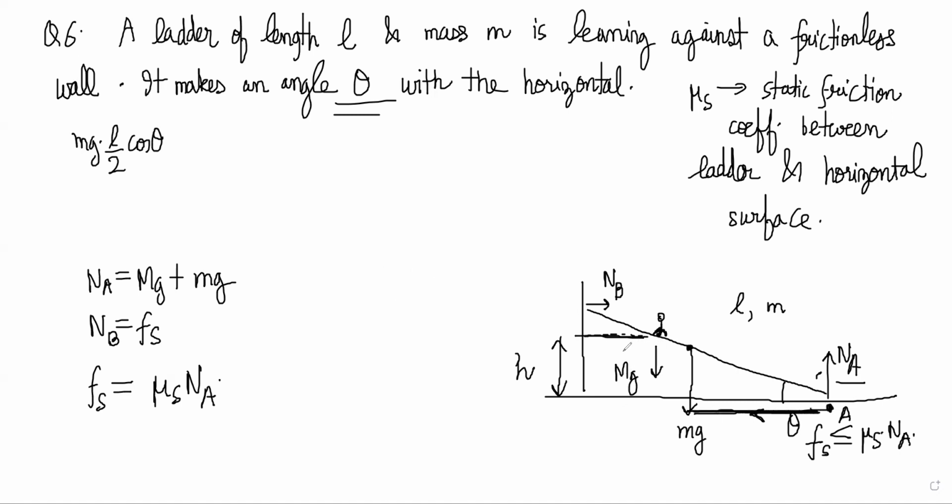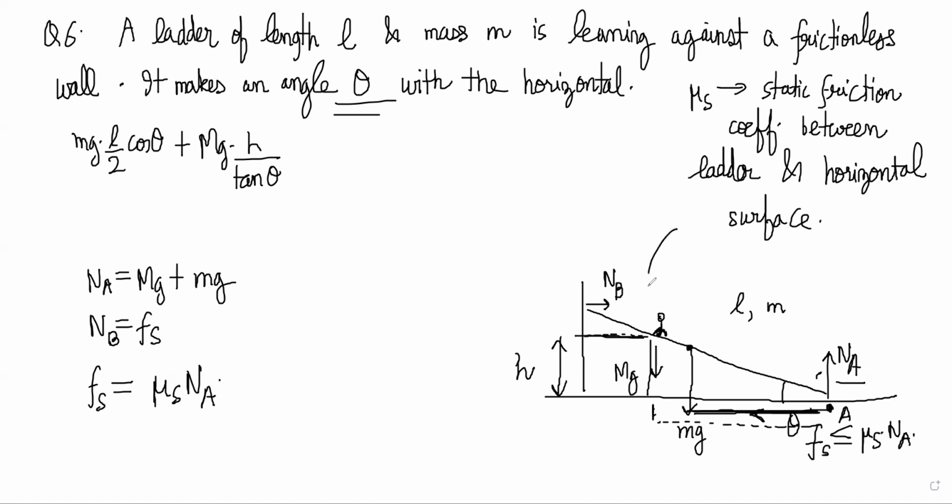Now we have to find out what this distance is also, right? You have to realize that the height here is h and theta is the angle. So you can say tan theta would be h by x, right? So x is h by tan theta. So the torque due to the capital Mg is mg into h by tan theta, right?